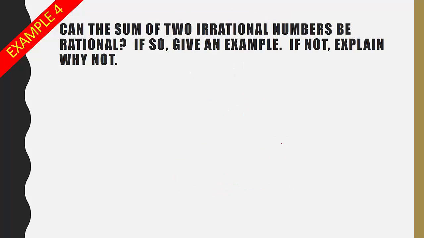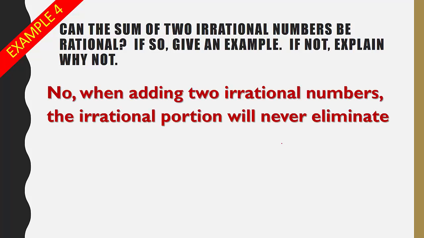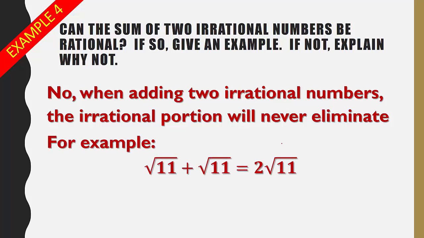All right, next example. Can the sum of 2 irrational numbers be rational? If yes, give an example. If not, explain why not. So if you're adding two irrational numbers, so in other words, they are numbers underneath the radical that cannot be simplified to integers or something like that. The answer is no, because when you add them, the irrational portion will never eliminate. So for example, if I have, using the last one, root 11 plus root 11, it equals 2 root 11. Okay, that square root of 11 did not go away, so it is still an irrational number.